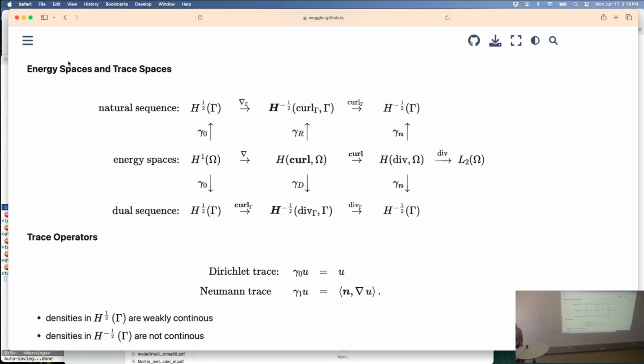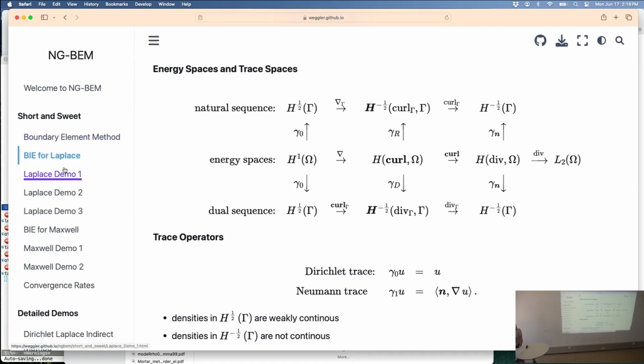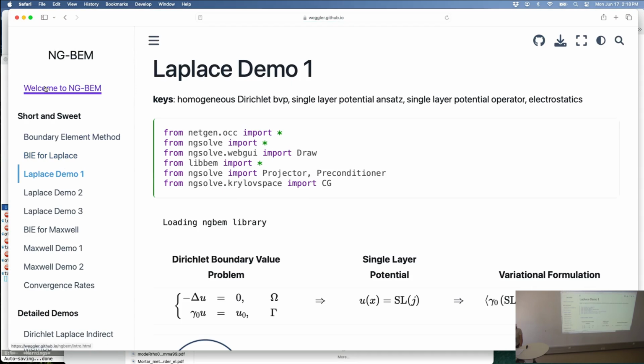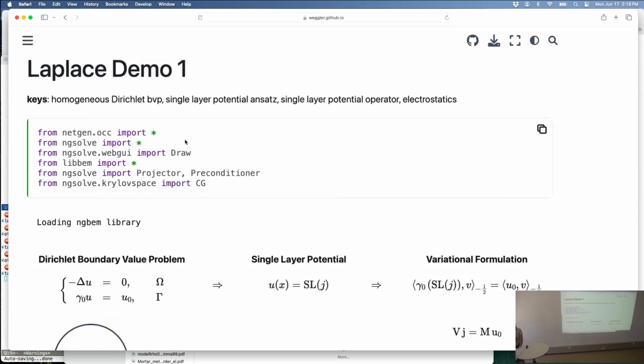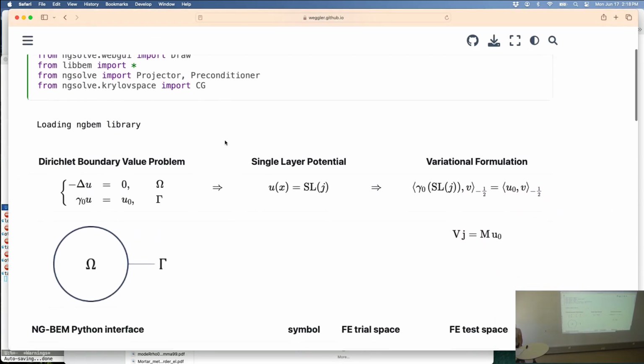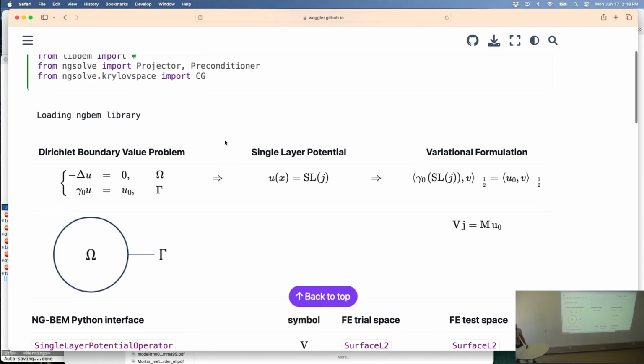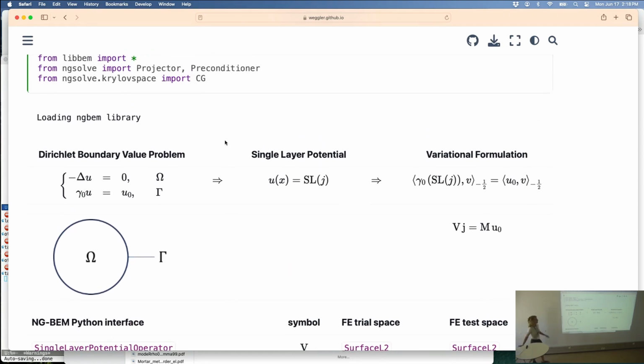Okay, so now let's look at the first examples. Demo 1, Laplace equation. We have the normal stuff. You load the packages, and then we want to solve the Laplacian for a bounded domain omega. So it's an interior boundary value problem with given Dirichlet data. And Dirichlet data, this is the trace operator. It means you take the u and you just get the values on the boundary. It's not a big deal.